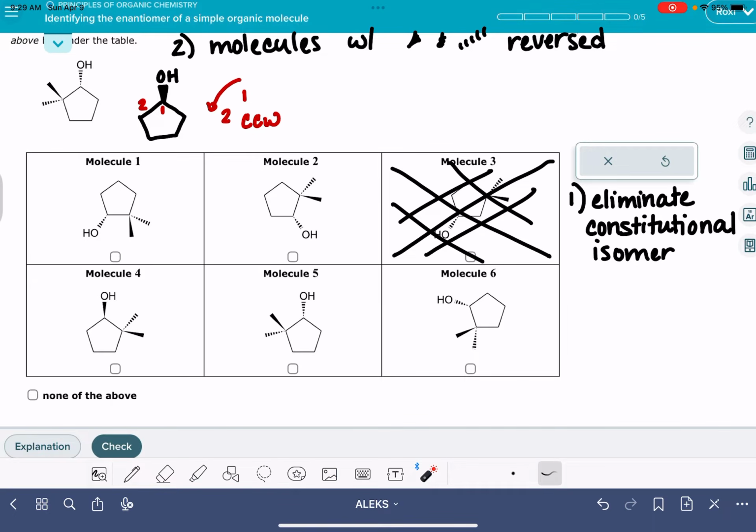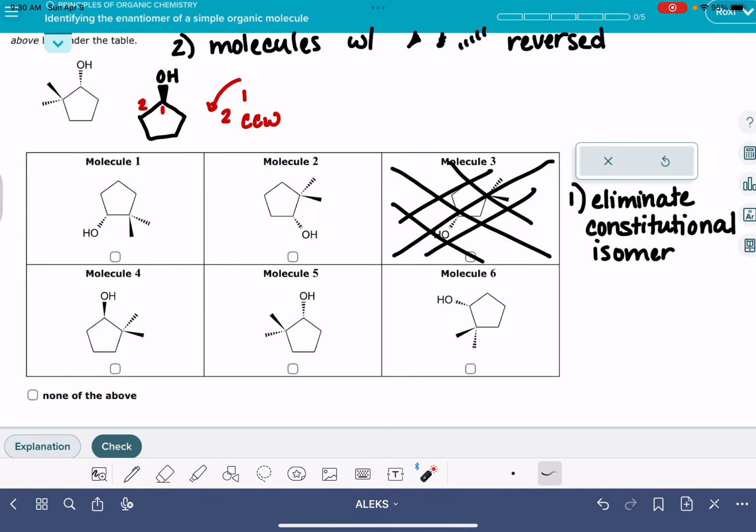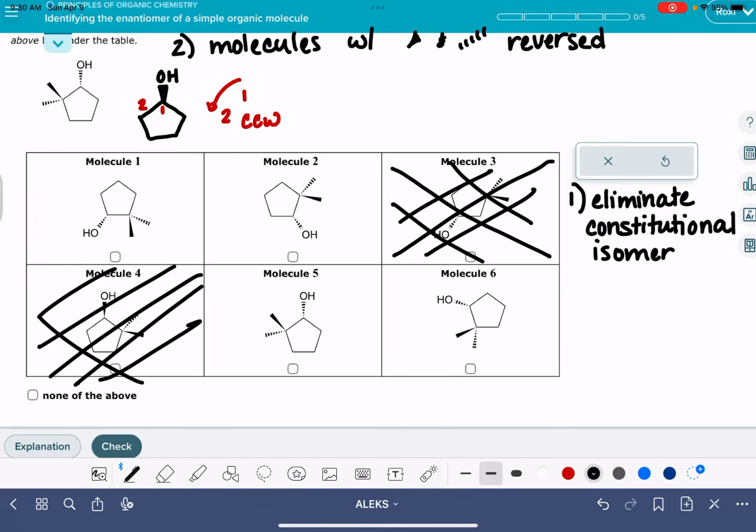Okay, so I'm looking for a molecule that has the OH group on the wedge. That's right here. This is the only one. OH group on the wedge, and the 2 methyl groups are going to be counterclockwise to it, which would put them right here. In molecule number 4, where the OH is on the wedge, the 2 methyl groups are clockwise, and that means that this is not an enantiomer. Whew, it's tricky.